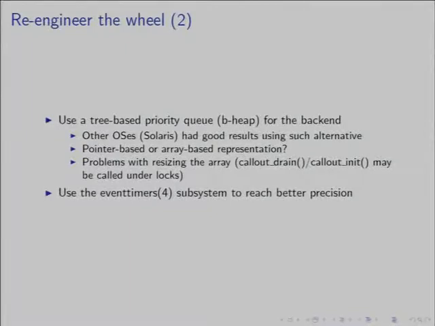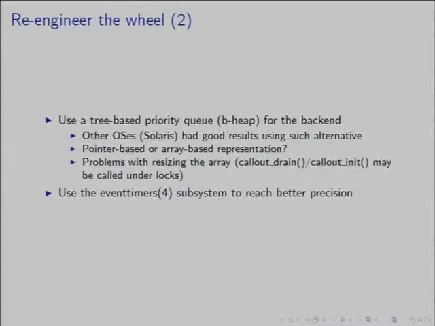A binary heap is nothing else than a tree-like data structure in which you maintain the following property: for every node, for every element, there's an associated key, and for the children of a given node, the keys are greater than or equal to the key associated with that node. This is good because it allows the subsystem to easily get to the next event, the next callout that should be scheduled. And other operating systems obtained good results using such an alternative.